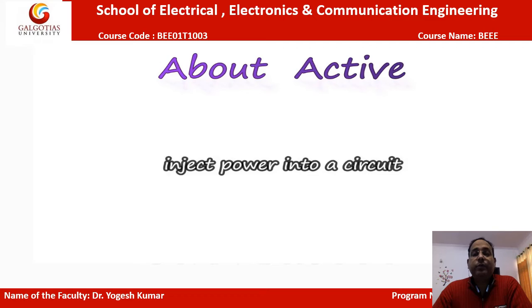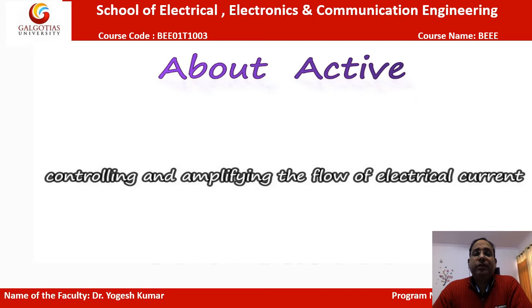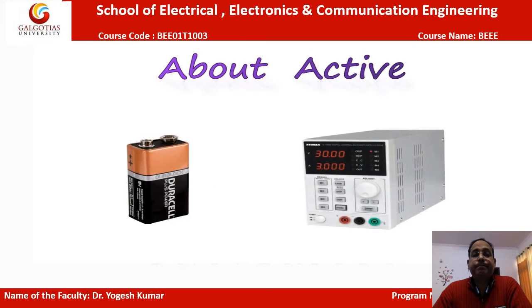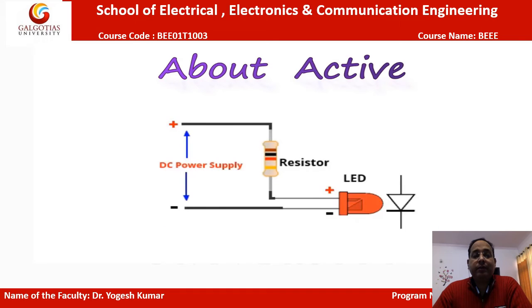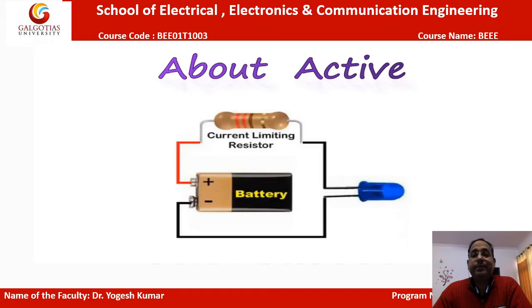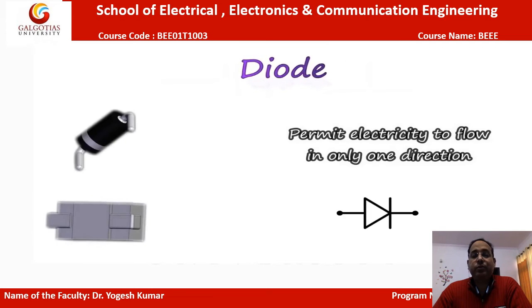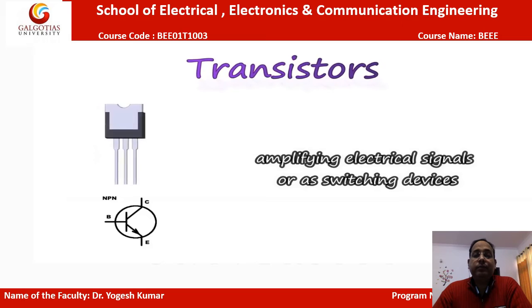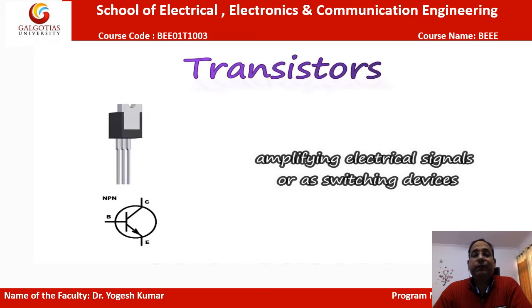Now about the active components. Generally, what are active components? Generally speaking, they inject power into a circuit, meaning controlling and amplifying the flow of electrical current in a particular circuit. Just like a battery. Here you can see a battery, it has two terminals as well as a source. Through it we can get the DC supply, or we can use it as a component to glow an LED. Now a diode is nothing but a component that lets current flow in one direction. A transistor is also a signal switching device.